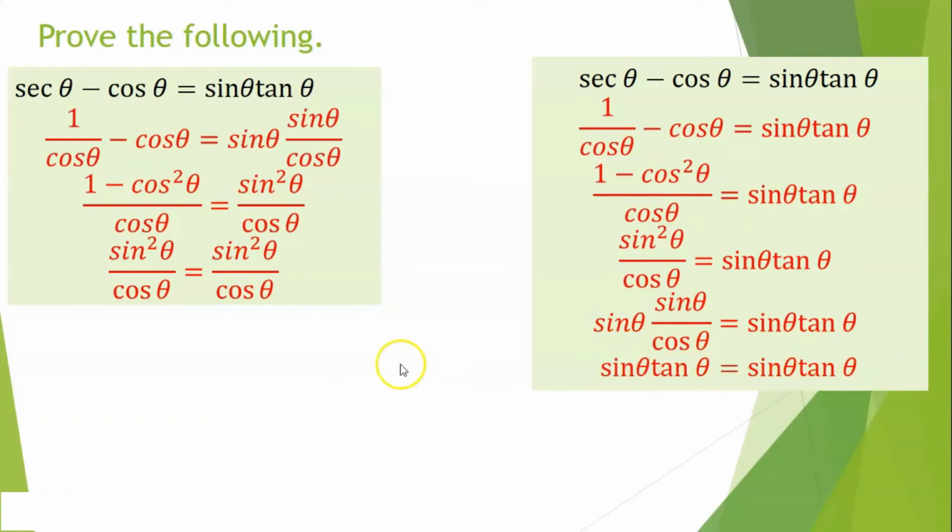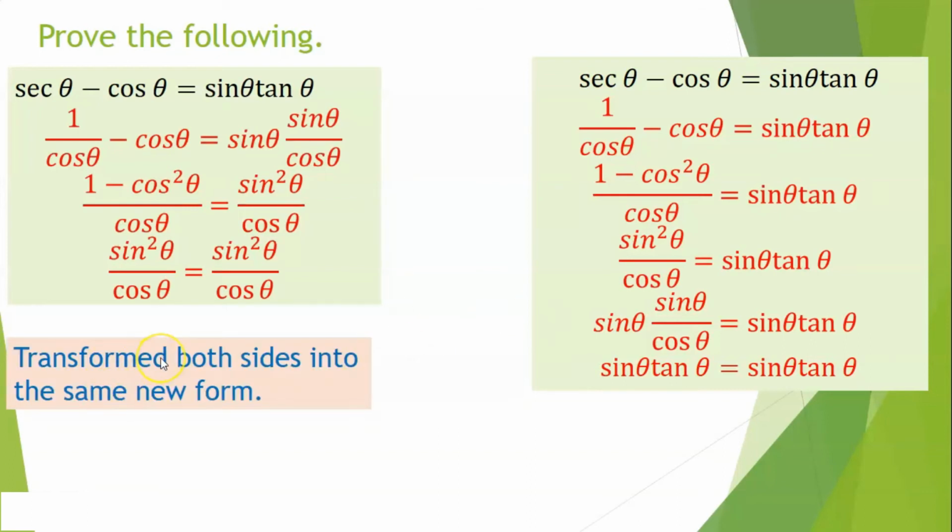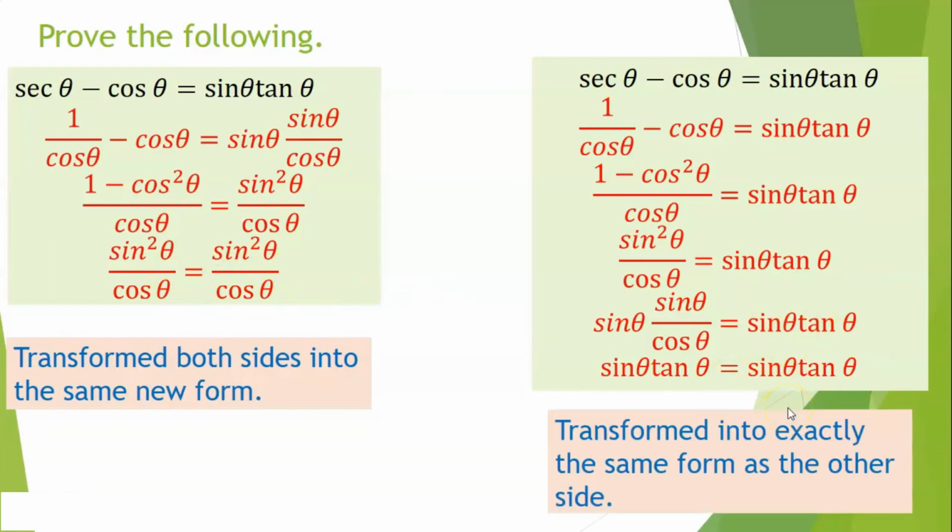Now take note, in the first way of proving, we transformed both sides of the equation into the same new form, while in example number 2, we transformed one side into exactly the same form as the other side. So both of these are correct.